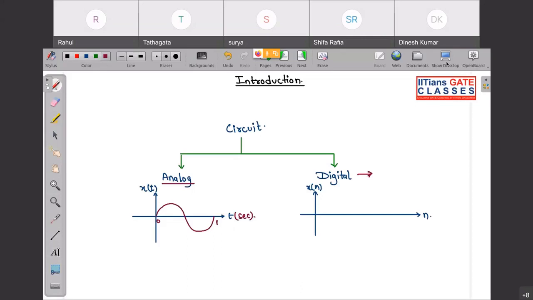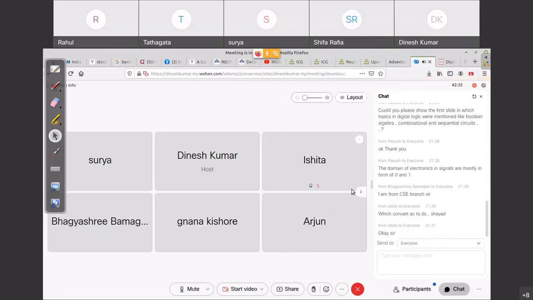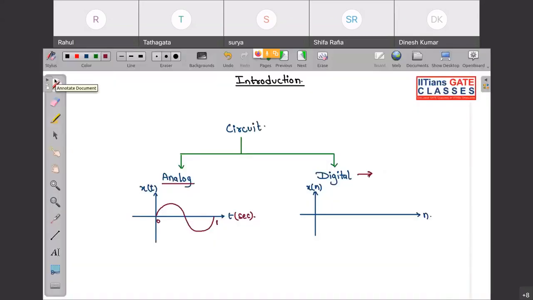What do we mean by digital signals which convert AC to DC? AC to DC, that is what? That is your rectifier, na, Ishita? Rectifier. Now it can be a full wave rectifier or half wave rectifier. So a digital signal is a time as well as amplitude discretized signal.